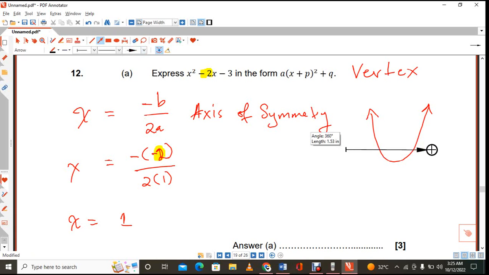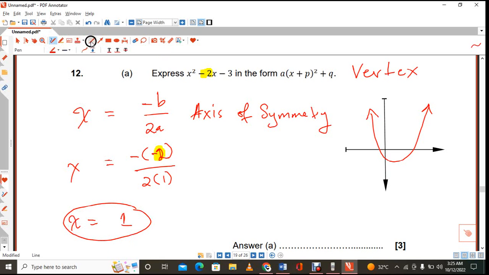So if I was to draw, this is the y-axis, and that is the x-axis, don't worry about the arrow points. This line here, x equals 1, is going to be a line that will be somewhere here. So that is going to be the axis of symmetry. This point here is referred to as the turning point. That is the point 1, comma, because this is the line x equals 1.